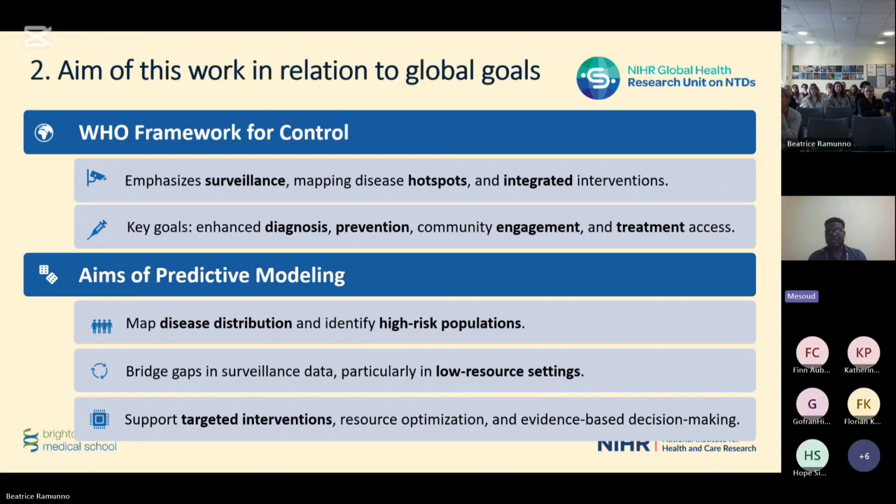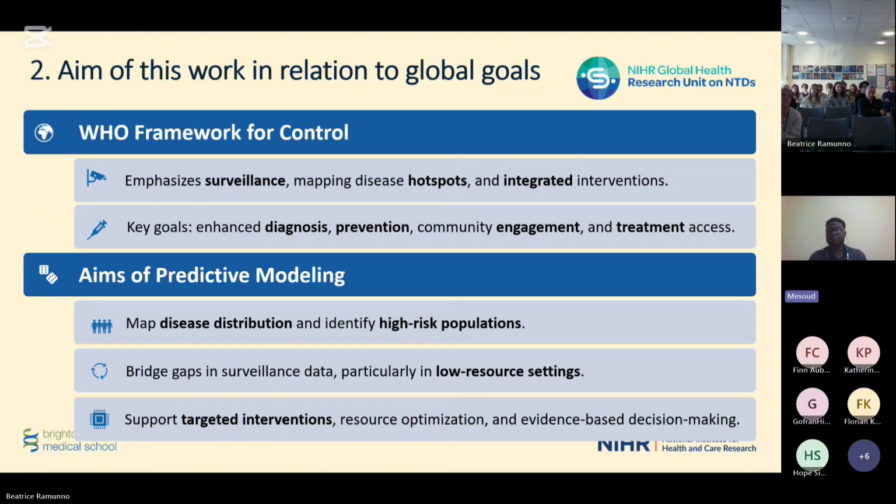So the aim of this work relates to global goals, which fall in two categories. The WHO framework for control emphasizes surveillance, mapping disease hotspots, and integrated interventions. As well, the key goals: enhancing diagnosis, prevention, community engagement, and treatment access.